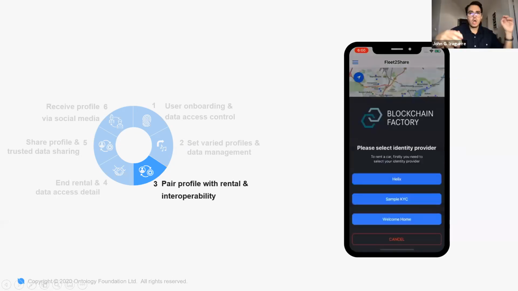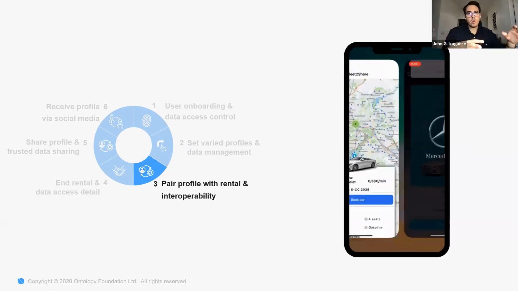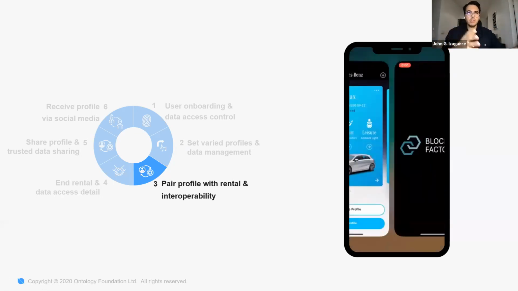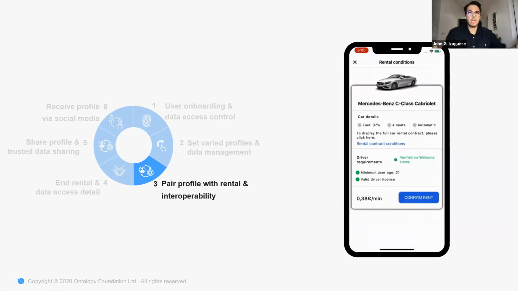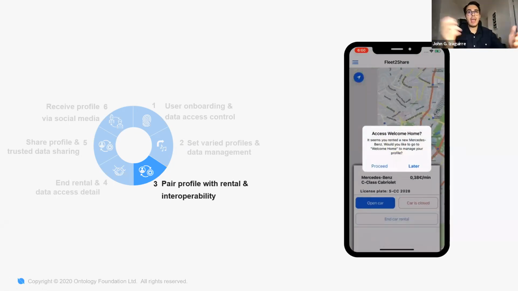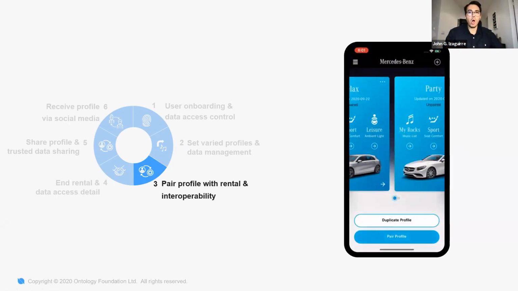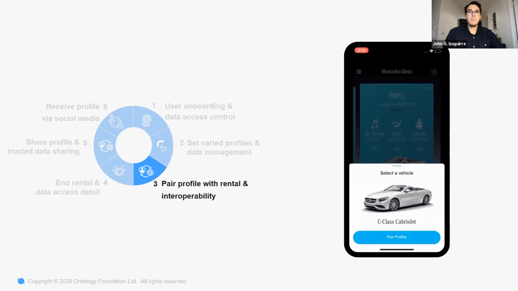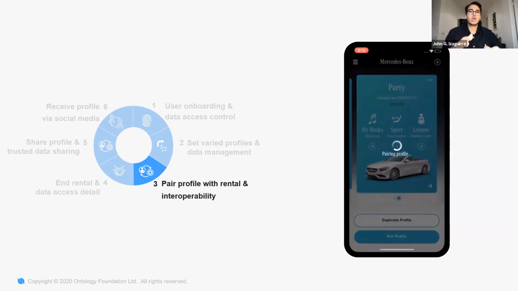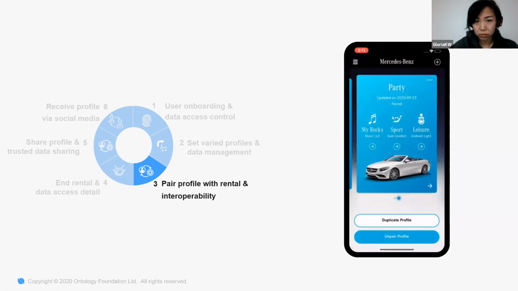Continue, John. No worries. So you're going to be using Fleet to Share, which is a service, for example, in Germany that uses Mercedes-Benz cars. And all you're going to do, since you have a login authentication already with Welcome Home, is select the country, select the car, and select your likes and dislikes, which are already saved and preserved only for you to have control over it. And then this is going to recognize your profile already.